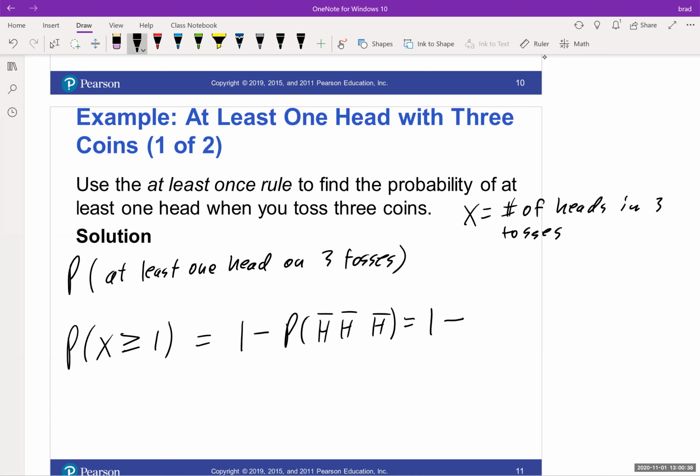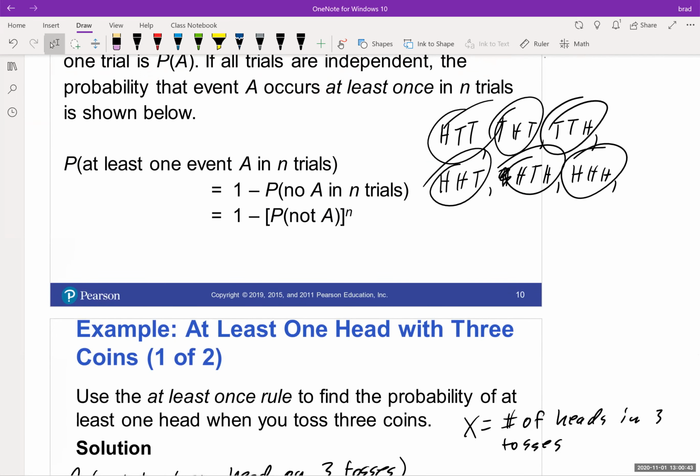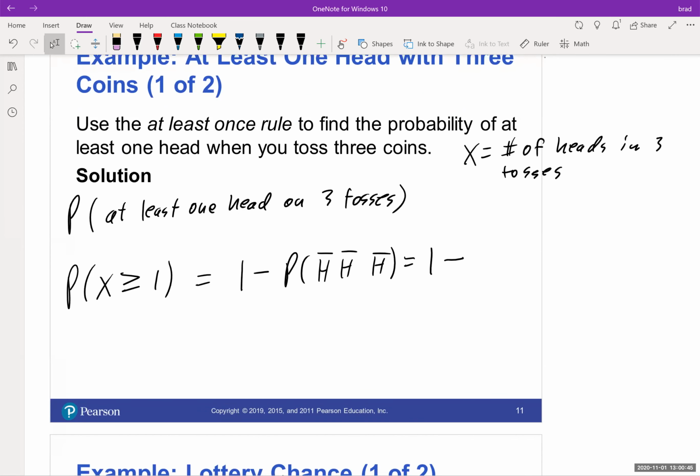1 minus. Now, what's the probability of not getting heads? So use the at least once rule of no A in N trials. Okay. So what's the probability of that? All right, so think about that a second. So what we're going to do is, let me turn the page real quick. So what we're going to do is we're going to say, well, wait a minute. What's the probability of not getting heads on the first toss? Right? Now, does the previous toss affect the next one? No. So it's 1 out of 2.